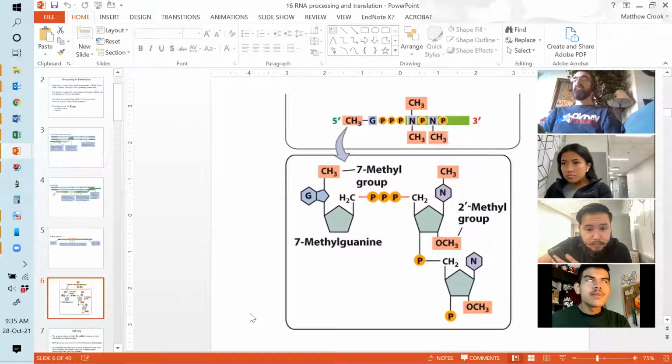There you go. It prevents it from being degraded by RNases? That's right, it does. Why is it no longer able to be degraded by RNases? You're correct, but why?